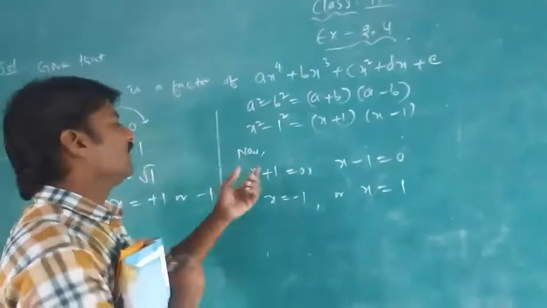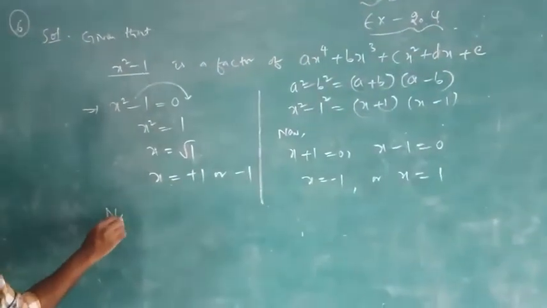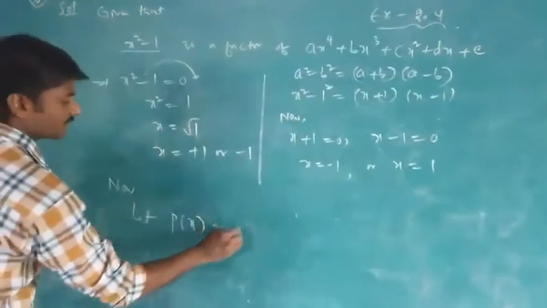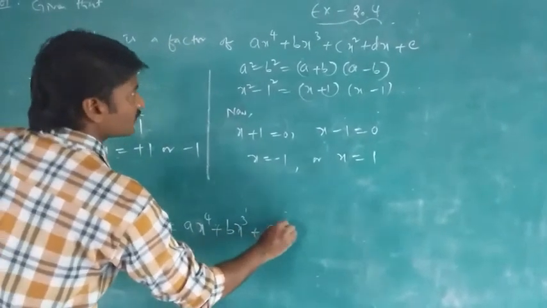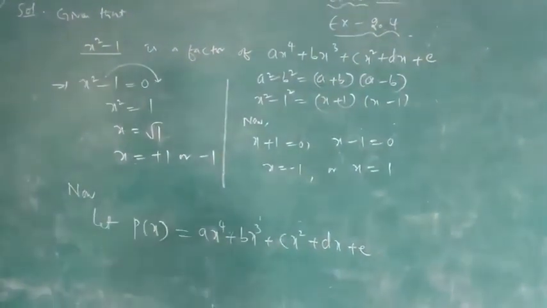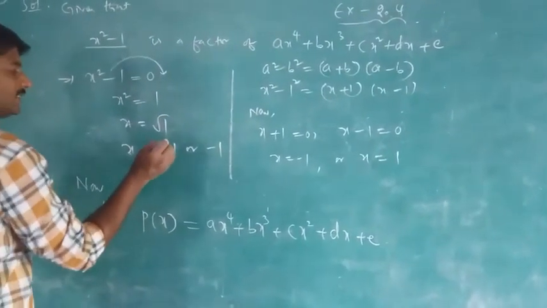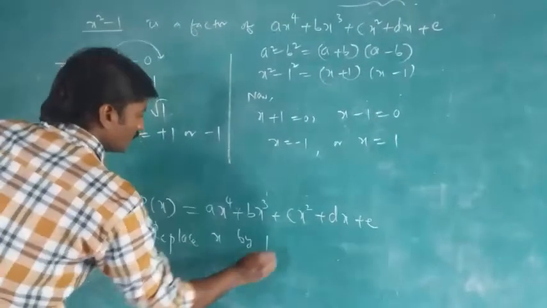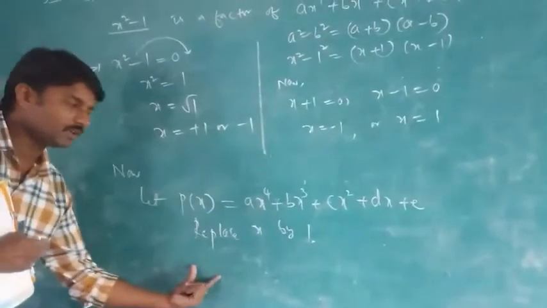So the problem is that we have to replace these two values in the given polynomial. Now let us take p of x. What is the polynomial given in the question? So take as p of x: ax to the power of 4 plus bx cube plus cx square plus dx plus e. First one, take x is equal to 1 or x is equal to minus 1. So I am taking x is equal to 1. So when x is equal to 1, replace x by 1. So it's a factor, and when it is a factor, the remainder must be equal to 0. Means p of 1 must be equal to 0.